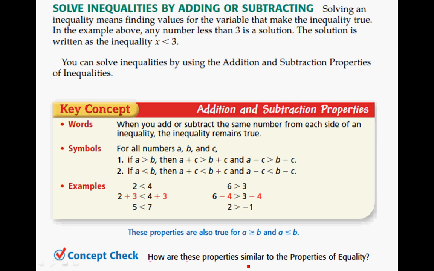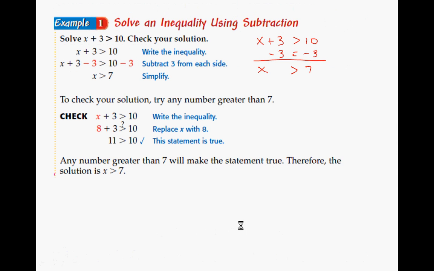So how are these properties similar to the properties of equality? Well, essentially they are the same because they maintain a true statement of inequality even though you're doing the same thing to both sides of the equation. Okay, so let's take a look at solving an inequality using subtraction, or in the case that I've mentioned in class, we add the opposite.